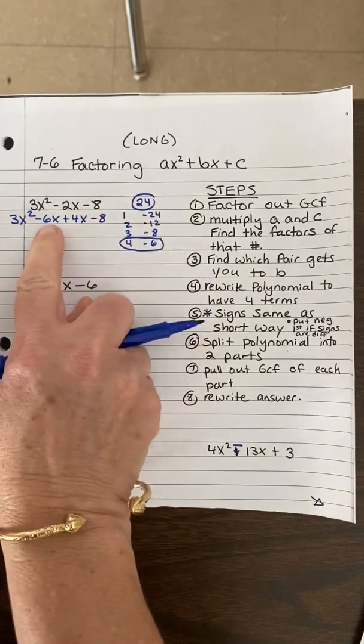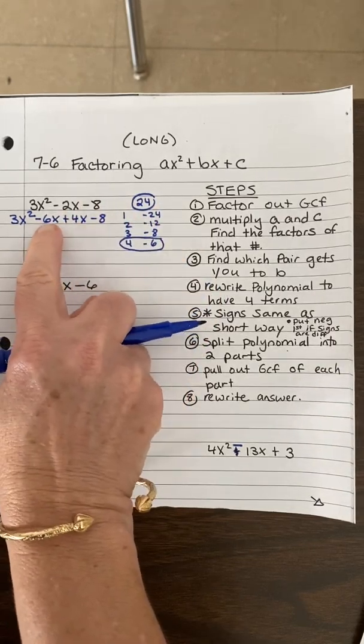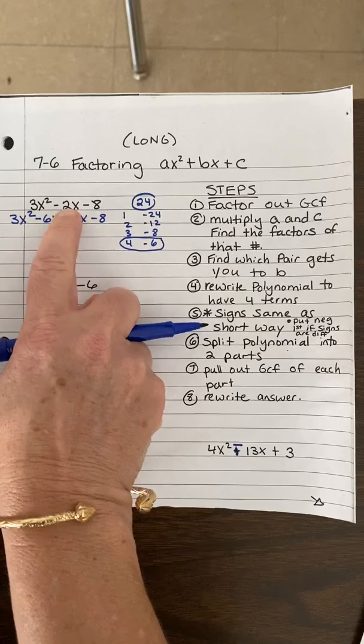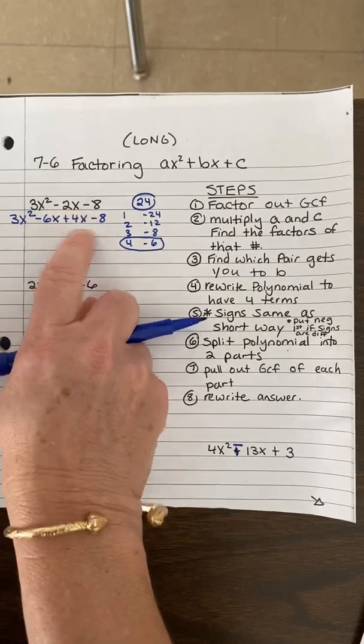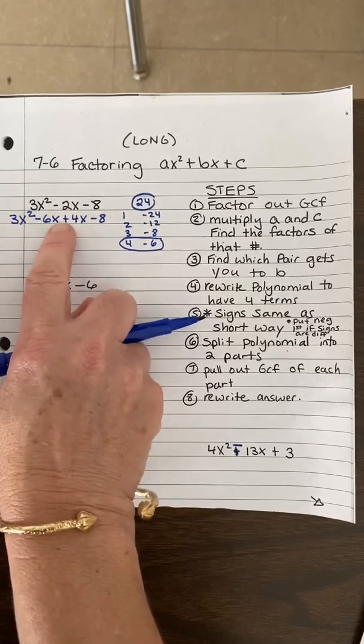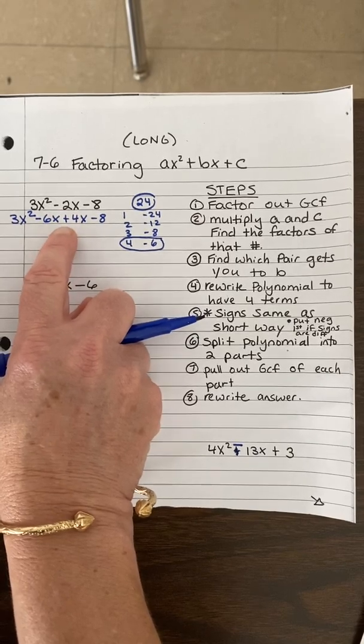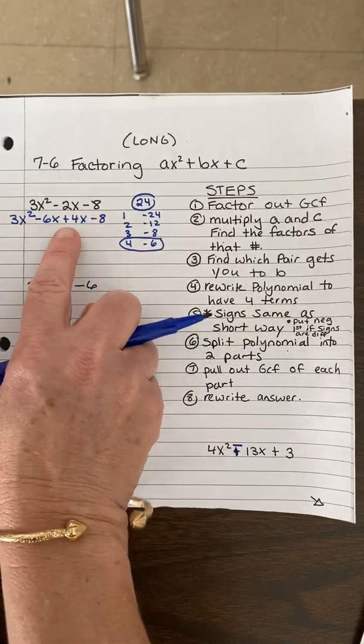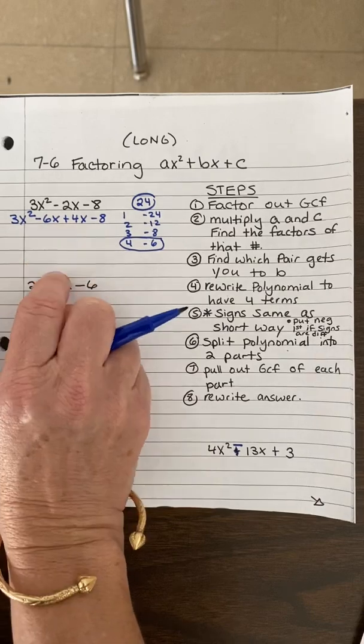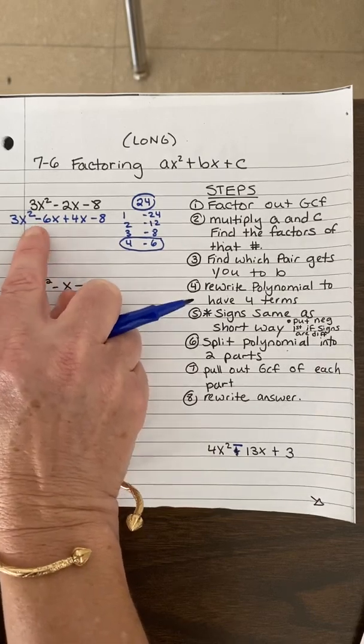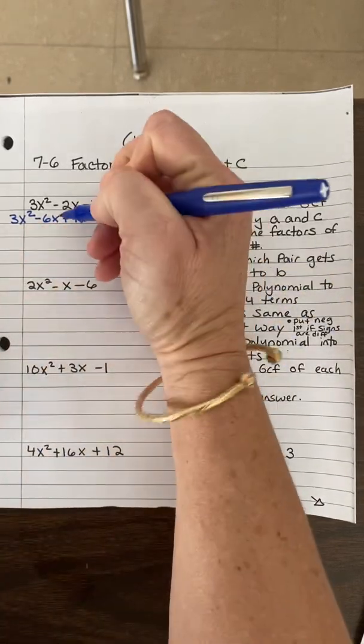So if you take a look, I just rewrote it. It's the same exact thing. -6x plus 4x is -2x. I didn't really do anything there. I just rewrote it. Okay, but it's really important that you do that. The next thing I'm going to do is I'm going to split this into 2 groups. So I'm going to draw my line.